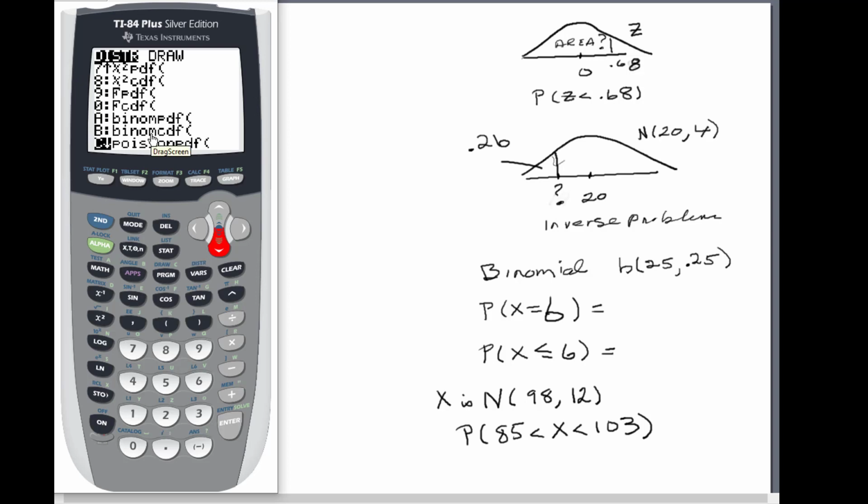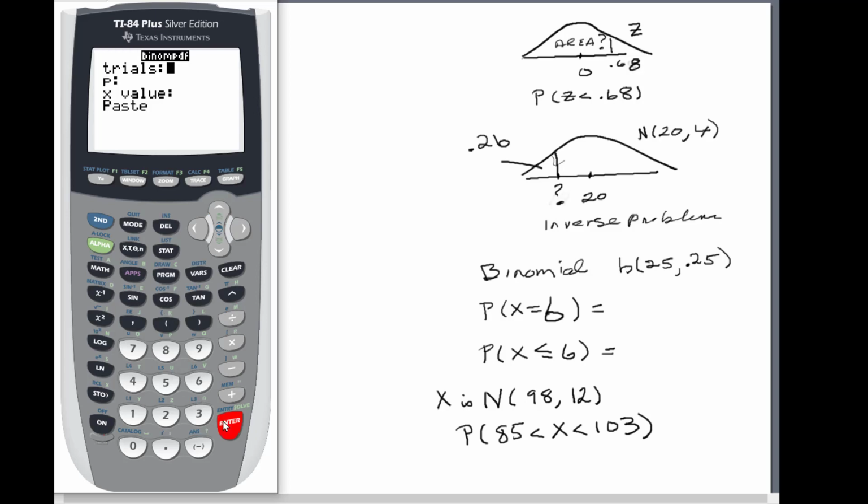Now the PDF, remember binomial is a discrete distribution, so the PDF I would use for calculating individual probabilities, the CDF for cumulative probabilities. So it looks like we want A, the binomial PDF, because I want x equal 6. So I can either arrow up to that, or I could use the keypad and put in an A. I just arrowed up to it.